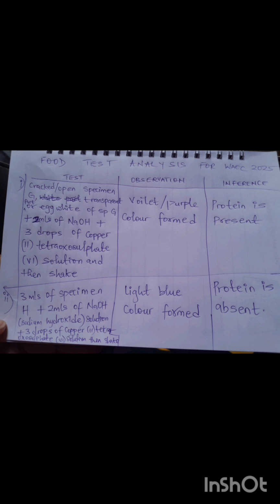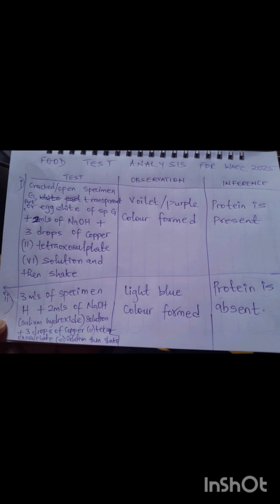So you use your syringe again, or rather use your dropper for drops. There's something called dropper. You use it to suck liquids and then drop it in drops. But if you use your syringe, you're collecting it in mils. So when you've collected few drops or 3 drops of copper, you add it to that place where you have egg white plus what you've already added, sodium hydroxide. You now add that copper.